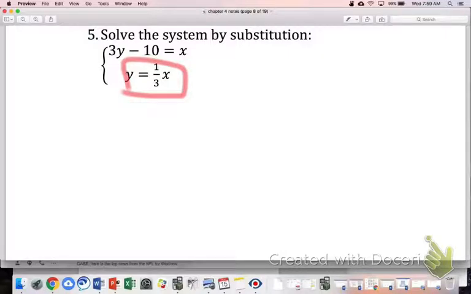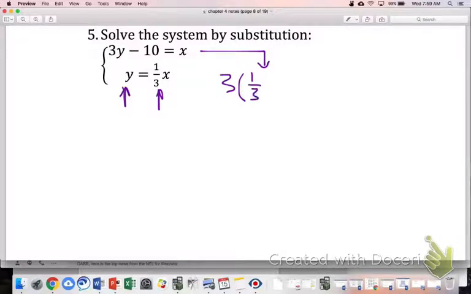So if I was going to go the way that I'm intending there, I would say, well, since y is the same value as 1/3 x, in the other equation, wherever I see a y, I can put 1/3 x. I could just replace, right? Substitute. If I was going to do that, here's what it would look like: 3 times 1/3 x minus 10 equals x. Notice how I've just replaced the y with 1/3 x. And I can do that because why? They're equal to each other. I can replace one with the other.